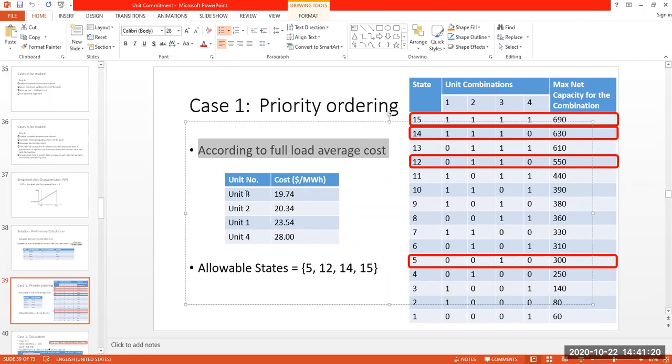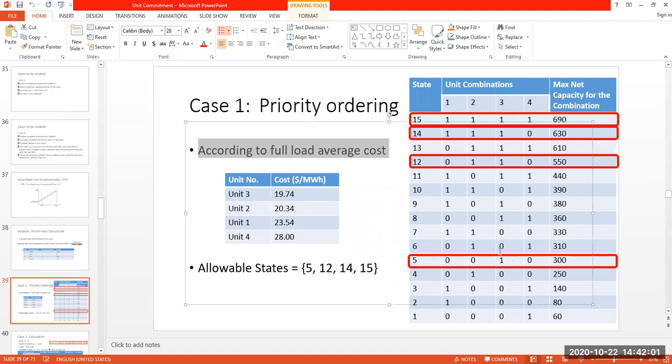So we have arranged the units according to their full load average production cost in the ascending manner. So the topmost priority unit is unit number 3 because it has the lowest full load average production cost, and accordingly the remaining units are listed. So we have a priority of 3, 2, 1, and 4. So if I choose the states according to this priority ordering, then of course, I have to turn on unit number 3 first. So that's why you see first you have to turn on unit number 3 here.